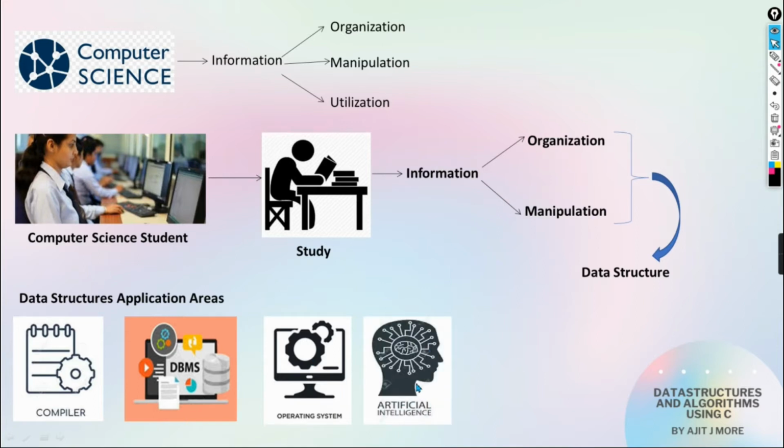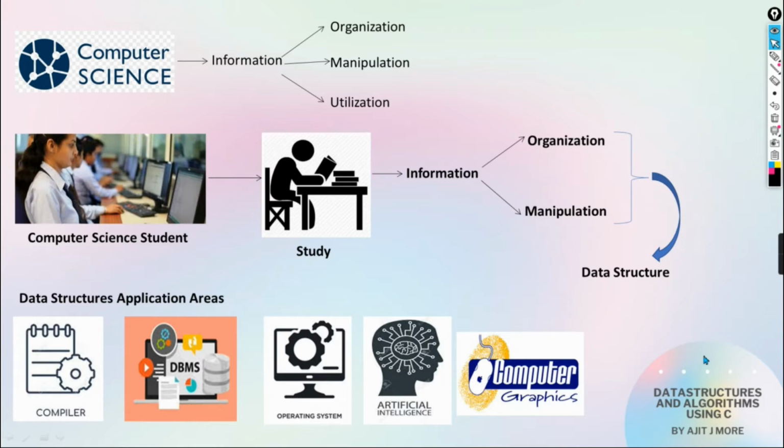In the field of artificial intelligence, for storing different knowledge bases, we make use of data structures. Even in the field of computer graphics, like storing the information of your coordinates, then whatever pictures you are going to draw, sometimes the picture is made up of complex segments. To store those segments, you make use of data structures. So a few areas I have listed out where data structures are used.